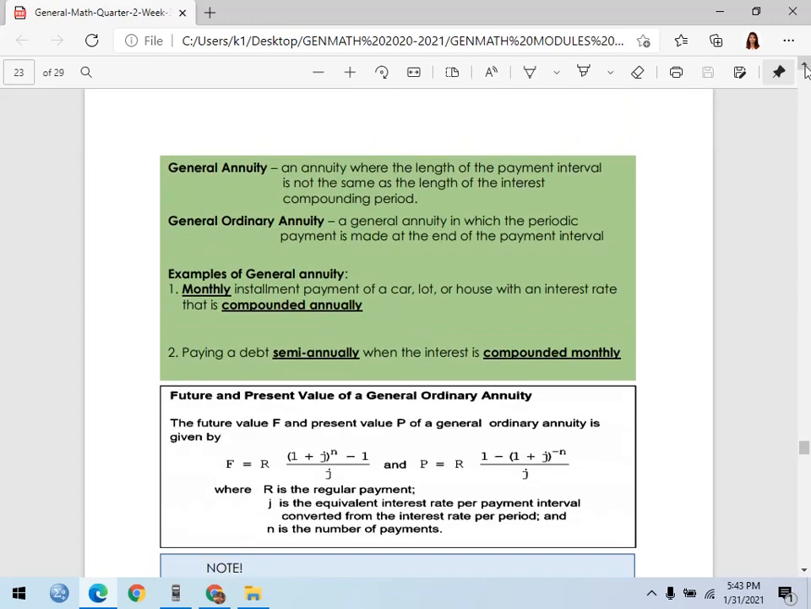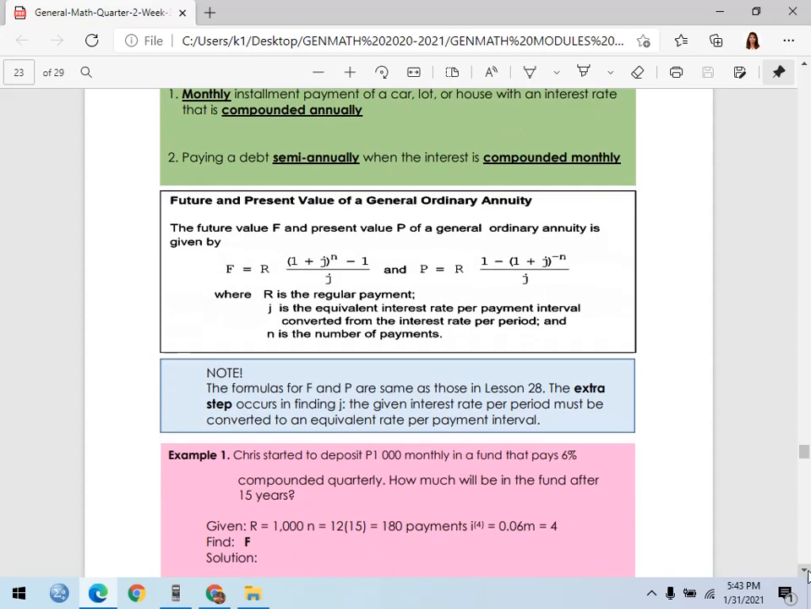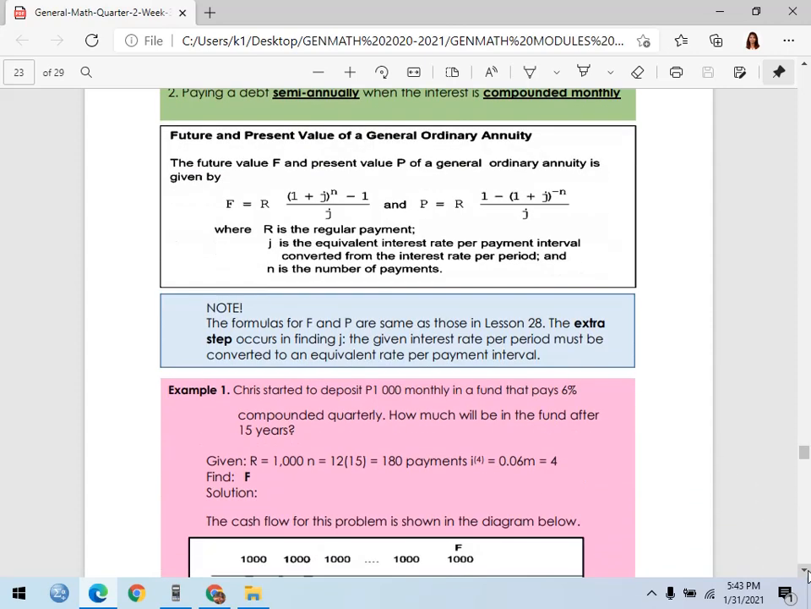So, the first examples are all about simple annuity. How about for general annuity? And remember, in general annuity, the payment interval is not the same as the interest compounding period. So, how do we solve for the future value, present value of the general annuity? Actually, they have the same formula. F is still R times (1 plus J raised to N minus 1) over J, and P is also R times (1 minus (1 plus J) raised to negative N) over J.